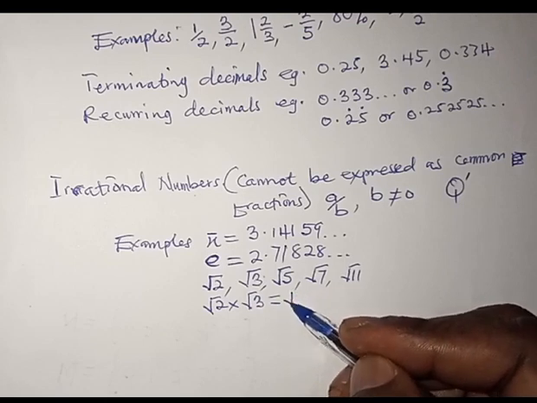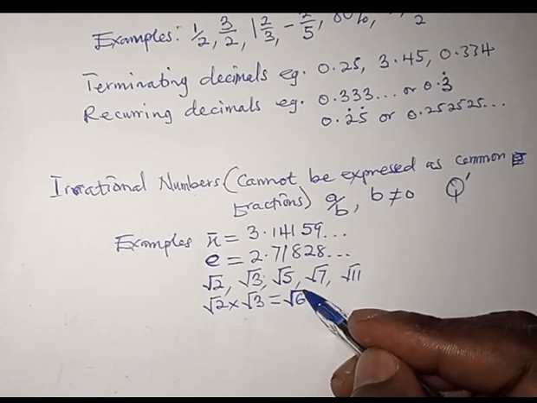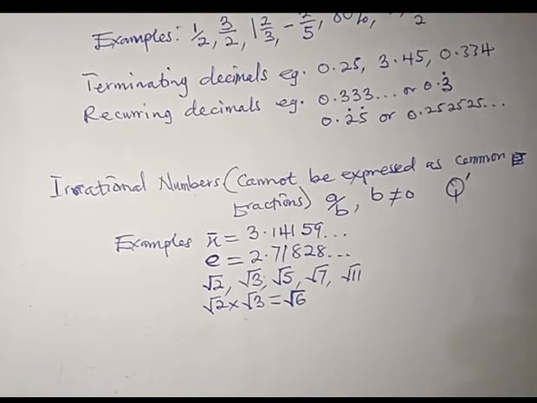Root of what? Root 6. And this is also what? Irrational. So when you multiply two irrational numbers, the answer you get will also be what? Irrational. That is what we are saying. So you can just pick two irrational numbers and multiply, and at the end of the day, the result still gives you what? Irrational numbers.